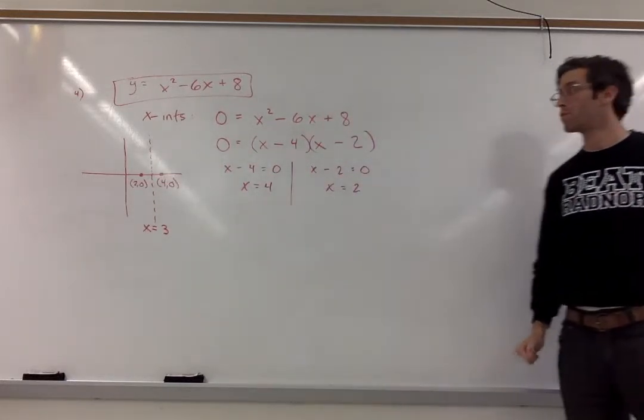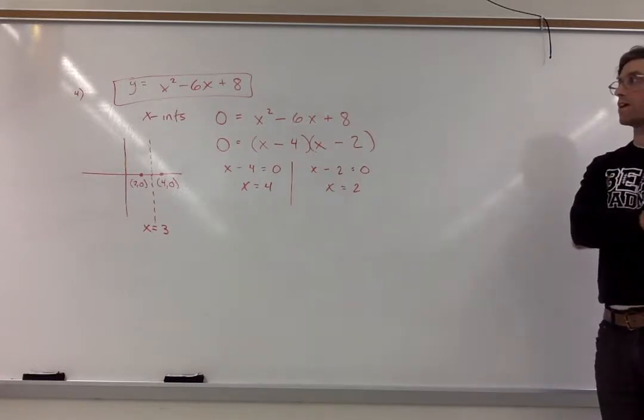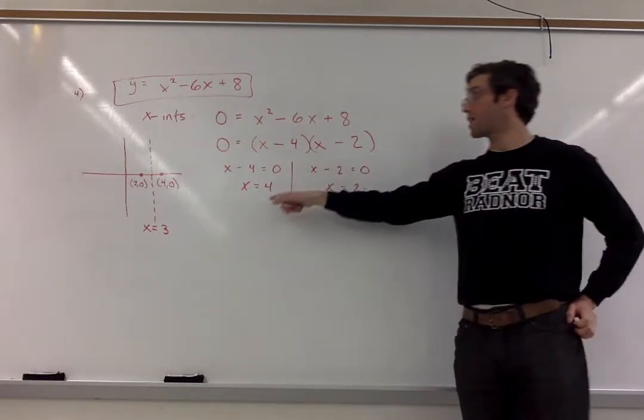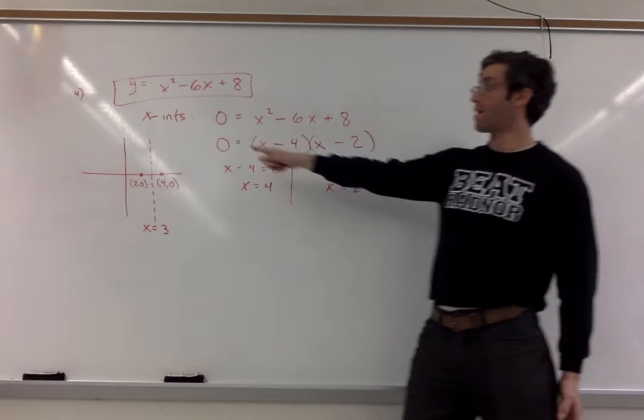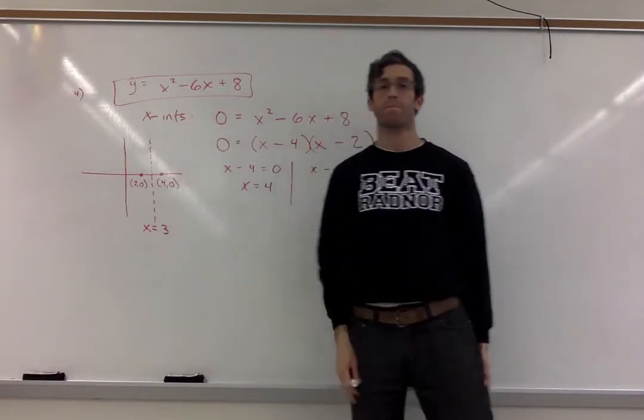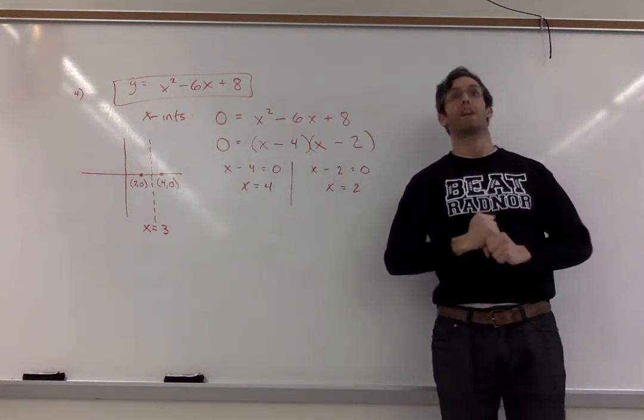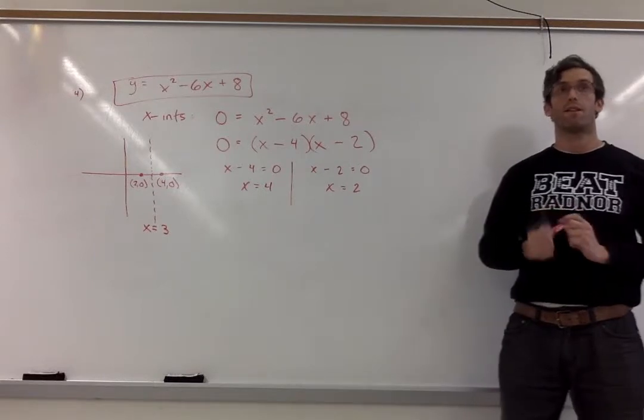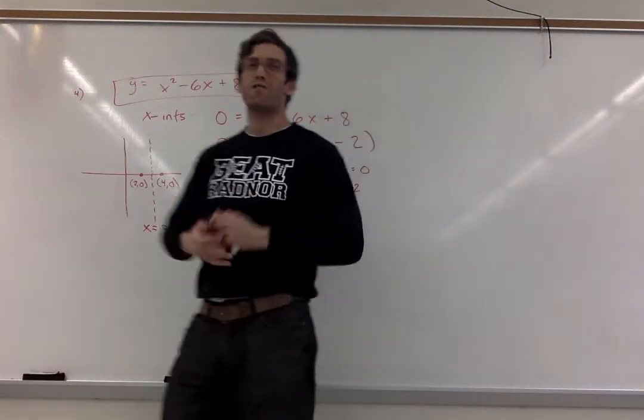So far, we've got a lot done already. We found the x-intercepts, 4 and 2. We found the line of symmetry was x equals 3. Now the vertex is what comes next. So this is a lot of stuff to do.